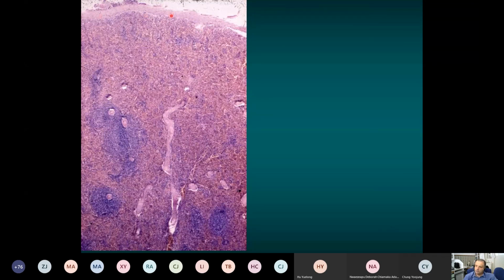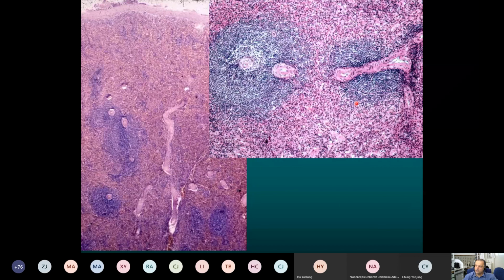Now, under the capsule, you have the red pulp. This is eosinophilic, many cells, erythrocytes mainly. And these, in hematoxylin eosin staining, blue, purple areas correspond to the white pulp. This is the white pulp. If we go closer, you can see many lymphocytes in the proximity of the blood vessels. That's the white pulp. They kind of surround the blood vessels.